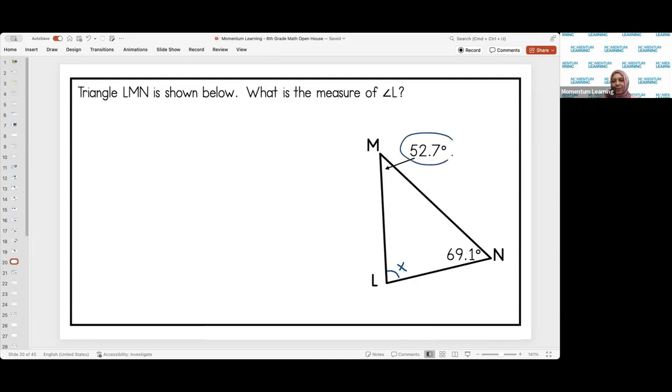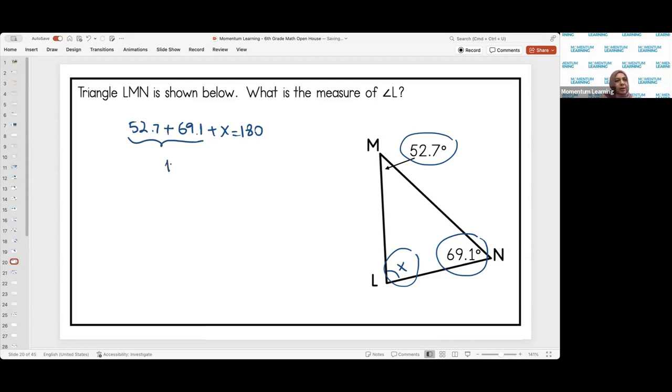The first one: I'm going to add these two and the third one. So 52.7 plus 69.1 plus x equals 180 degrees. I'm going to add these two numbers since these are combined like terms. We need to combine them. It will be 121. Am I right?